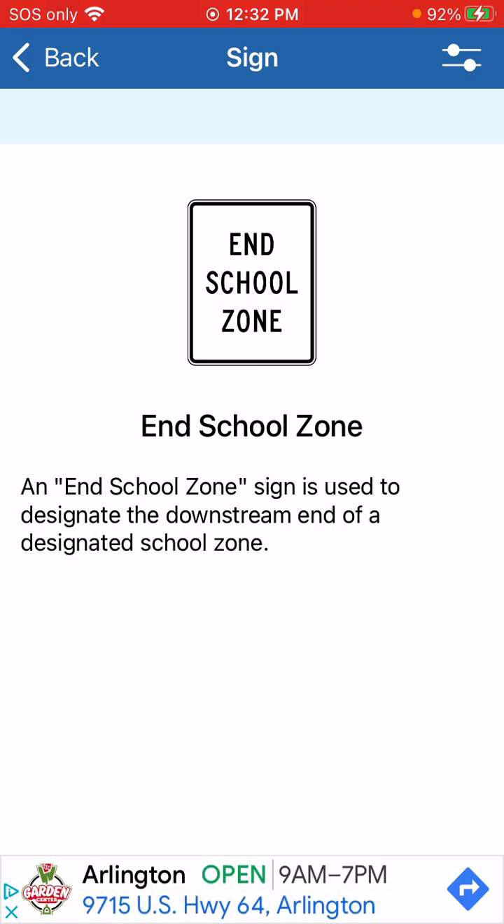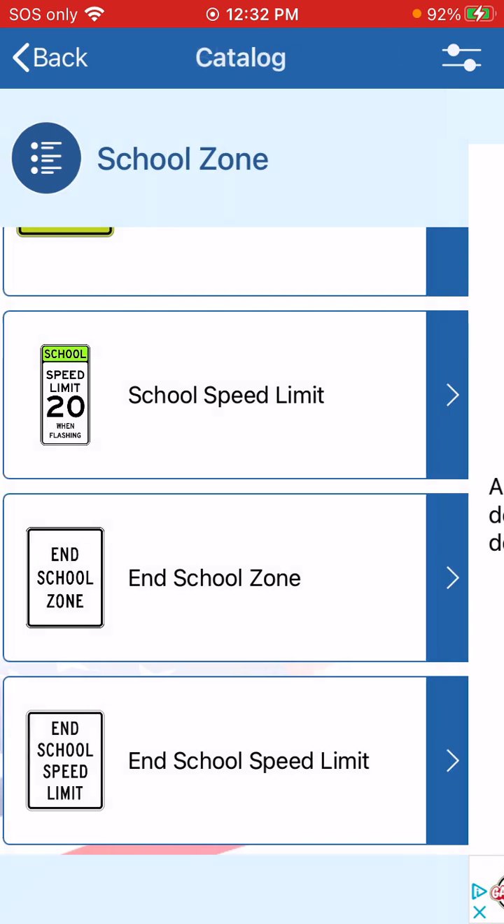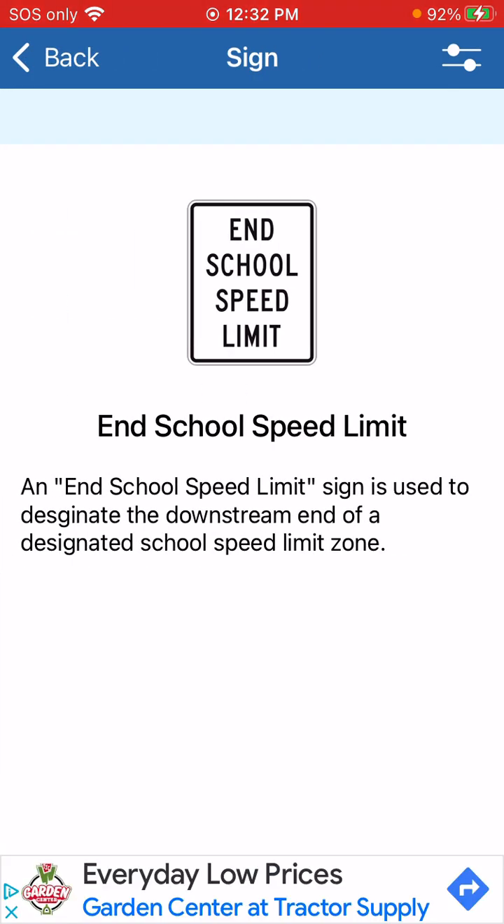An end school zone sign is used to designate the downstream end of the designated school zone. End school speed limit. An end school speed limit sign is used to designate the downstream end of a designated school speed limit zone.